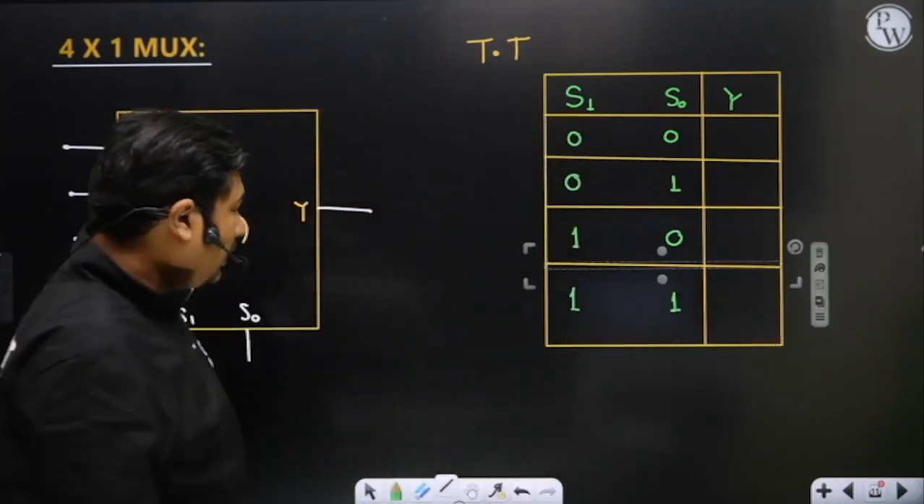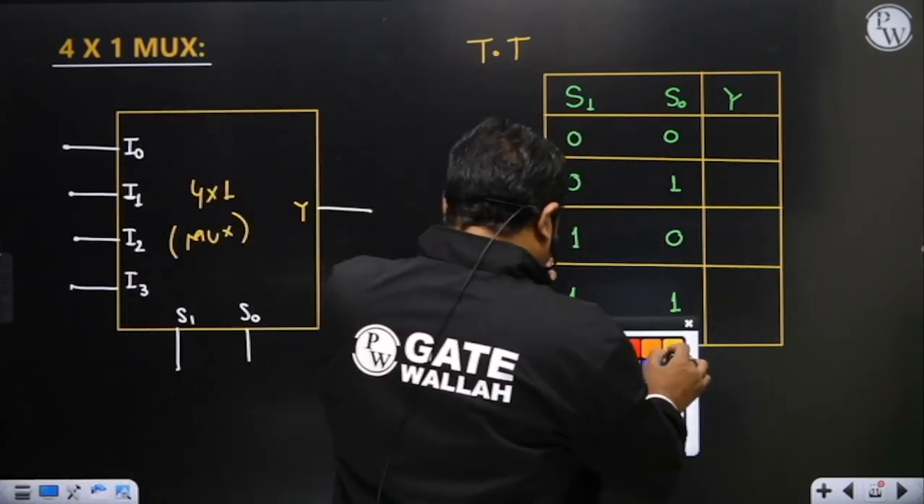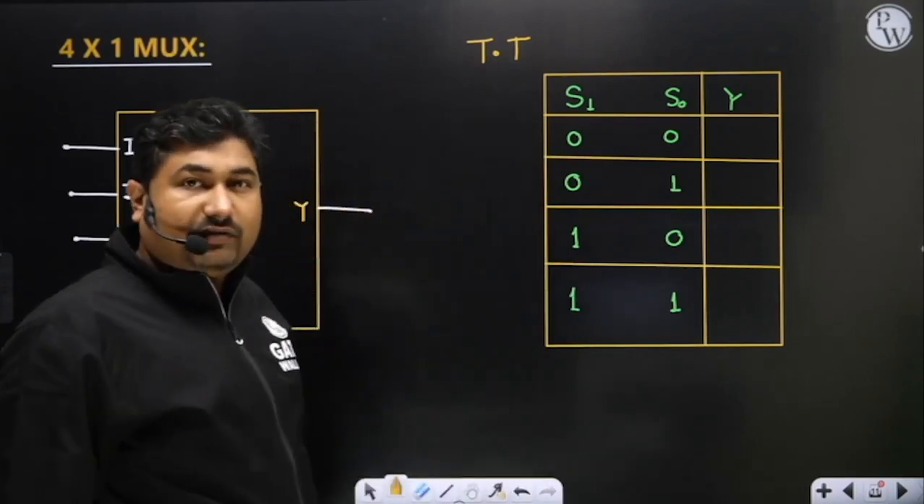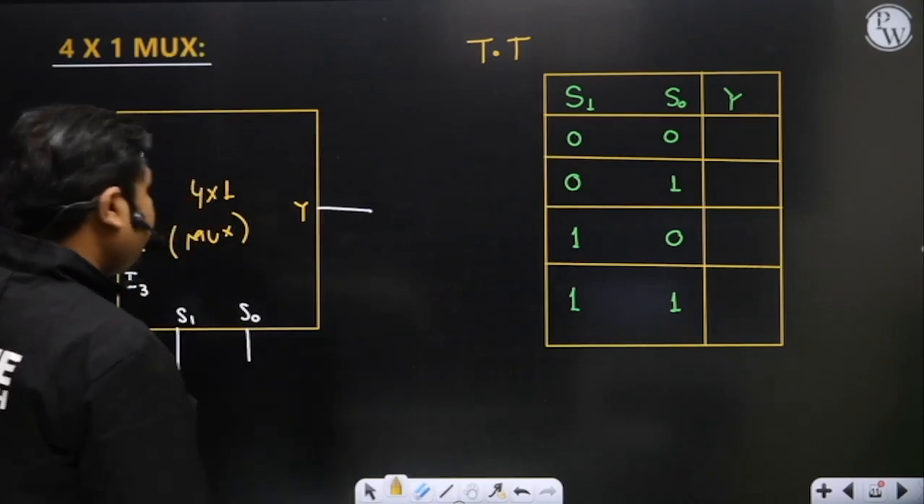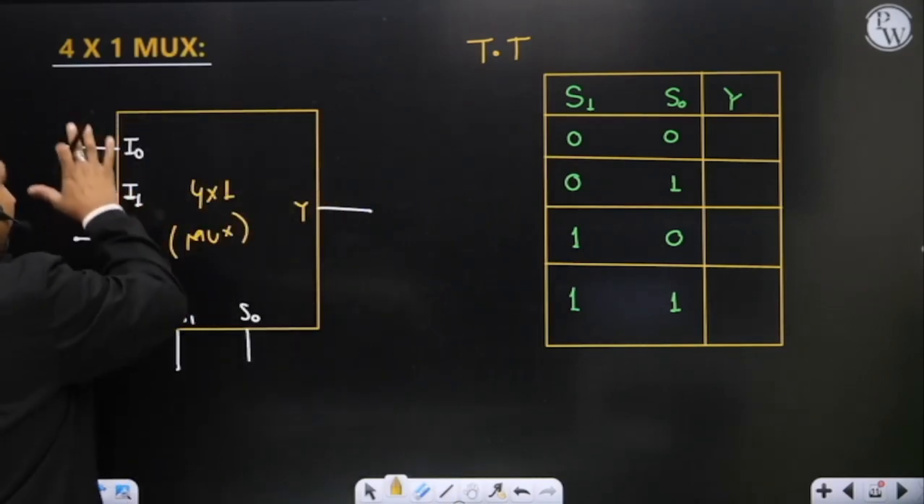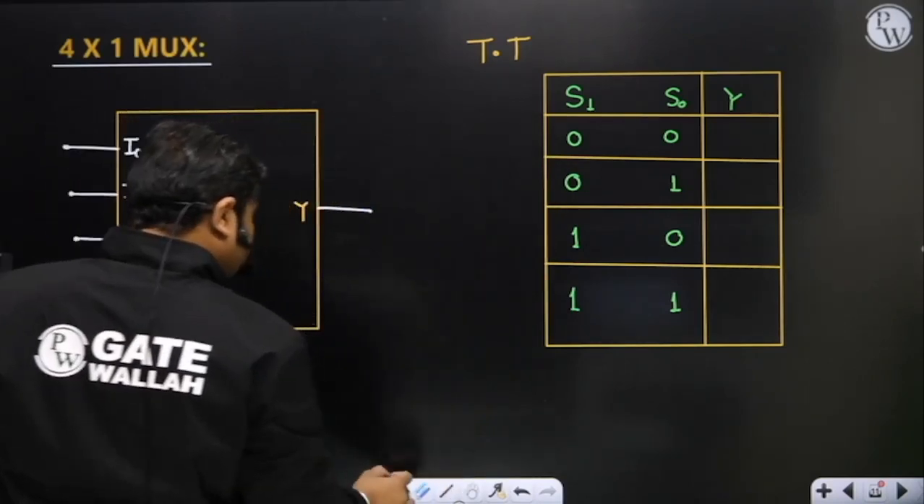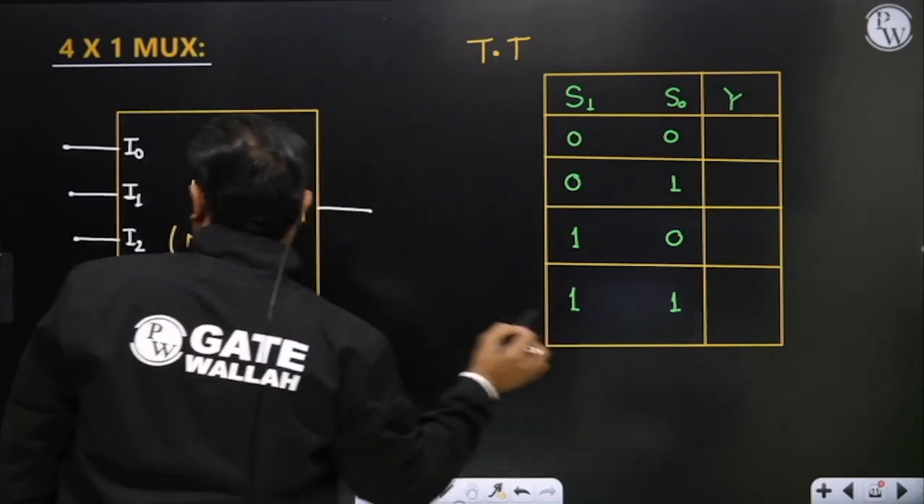Now, please observe here. With the 2 selects, there are a total of 4 possibilities. What happens for 0, 0? Whatever input information is connected on the I0 pin is going to be transferred to output Y.